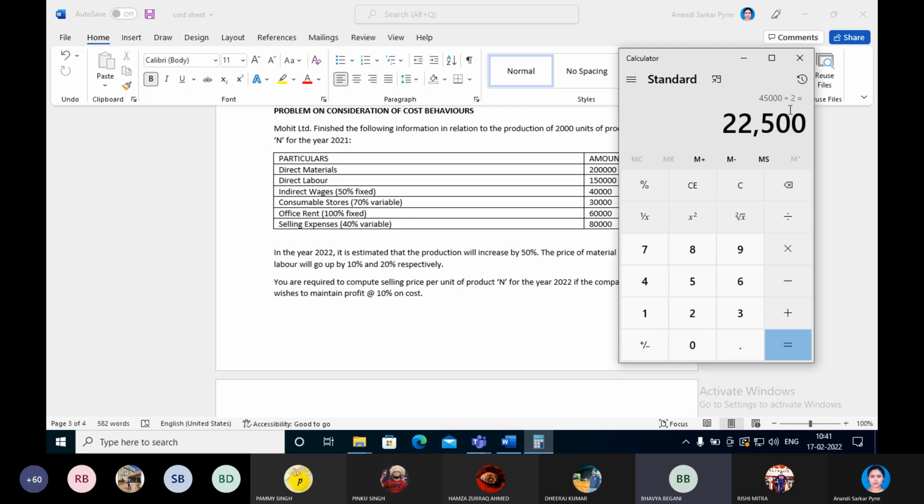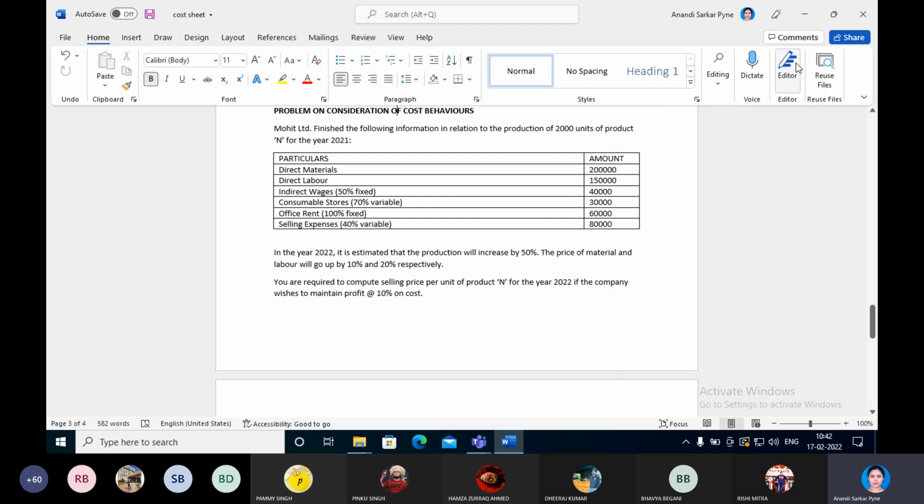Ma'am, I did it in another way. Like indirect wages is 50%, so I deducted the 50,000 rupees for the fixed wages. So 20,000 is the variable. 20,000 divided by 2,000, so I get the variable amount for each unit. After that, I did into 3,000 because the production got increased. So I did in that method. That is a bit complicated.